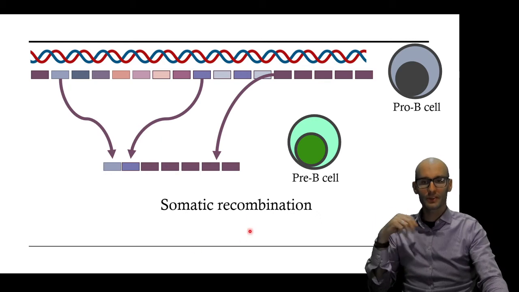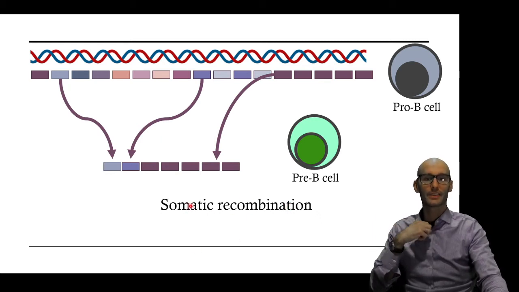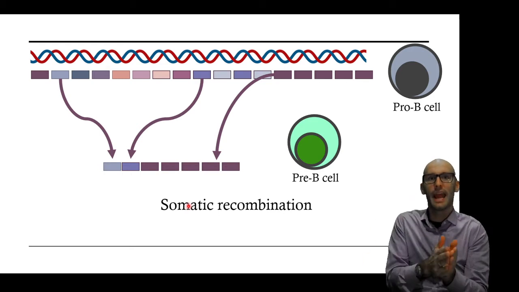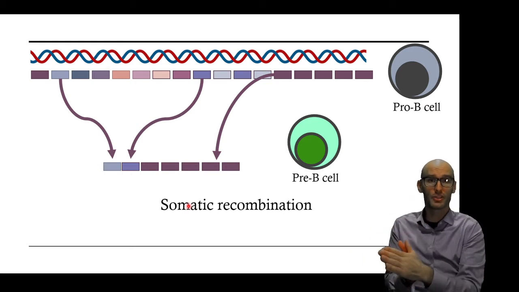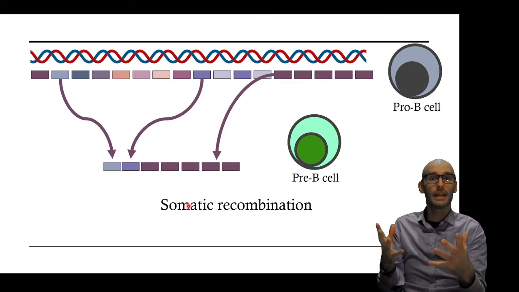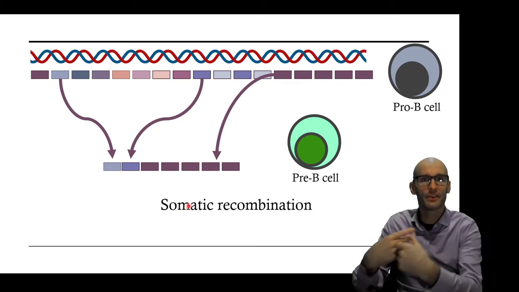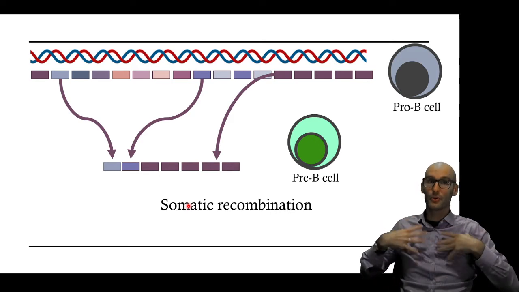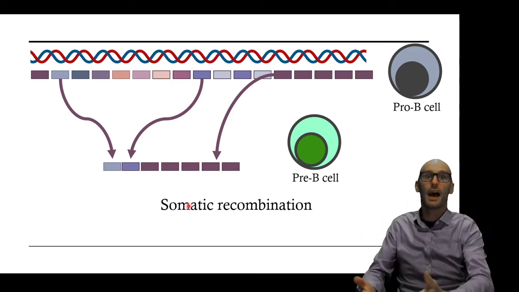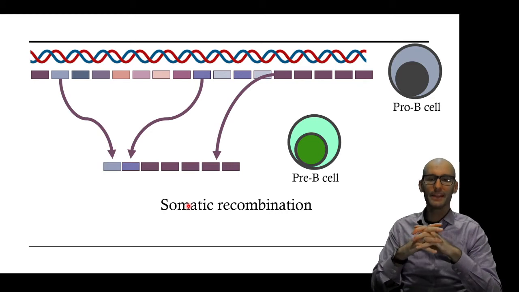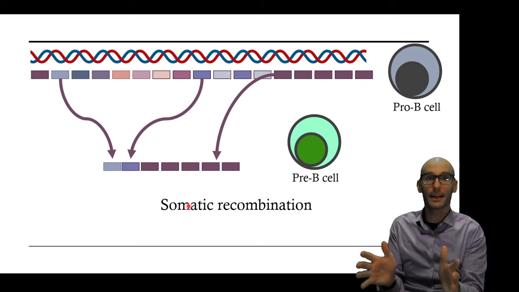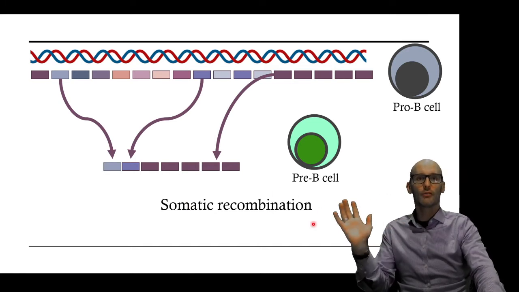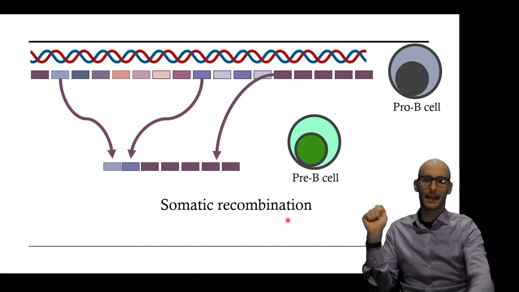Now we call this process somatic recombination. Now somatic just means it's not part of our germline, it's not producing sperm or eggs. And recombination is very common when we produce sperm or eggs. It's a way we generate genetic variation for the next generation. But recombination is very rare in somatic cells that aren't to do with sexual reproduction. And so it's called somatic recombination because it's a very special kind of recombination. It's very unusual for recombination to occur in somatic cells.